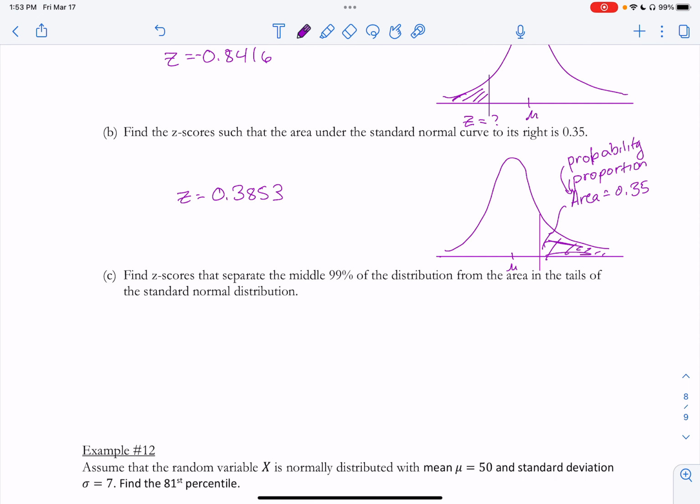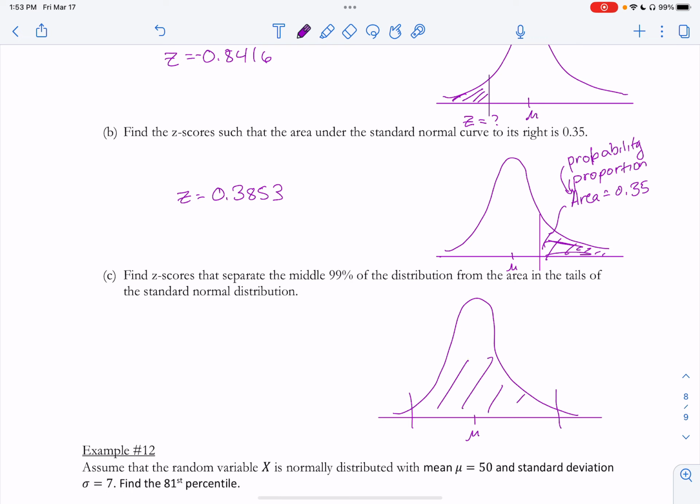If I want to find the z-scores for the middle of my distribution, the middle 99% in other words, I'm looking for what's my middle. Here's my mu. I want this part. It's kind of a funky looking curve that I drew there. I want the area of this to be equal to 99%, so that's 0.99, which is 99% of the total area, which is 1.